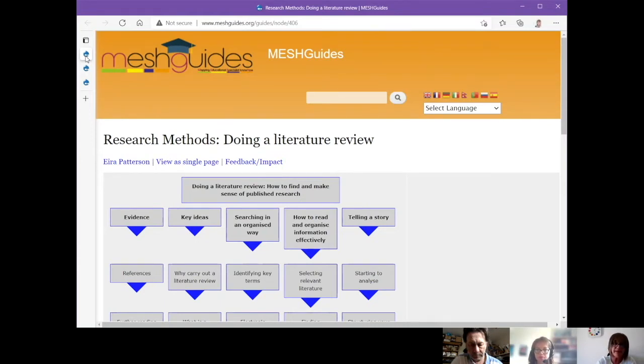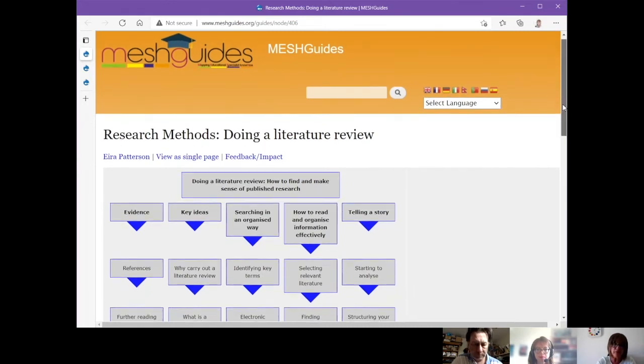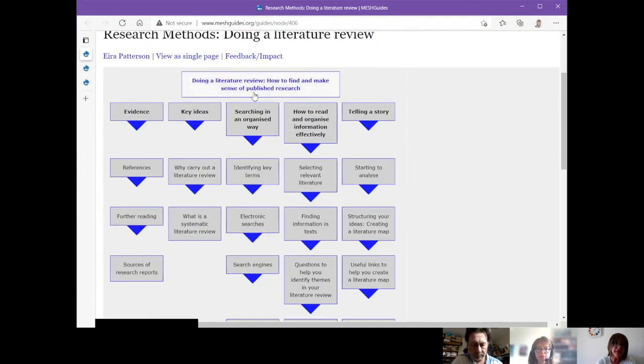So what this mesh guide is designed to do is, first of all, help you. Can you see in this middle column, it helps you to actually do searching in an organized way. One element of doing searching is this identifying of key terms. I'll not click on these because it takes us through to different pages, but you can try that yourselves. I'll just tell you some of the things that are in there. So how do you know what to look for? Well, identifying key terms is the way you start with that. Then you can carry on to your electronic searches.